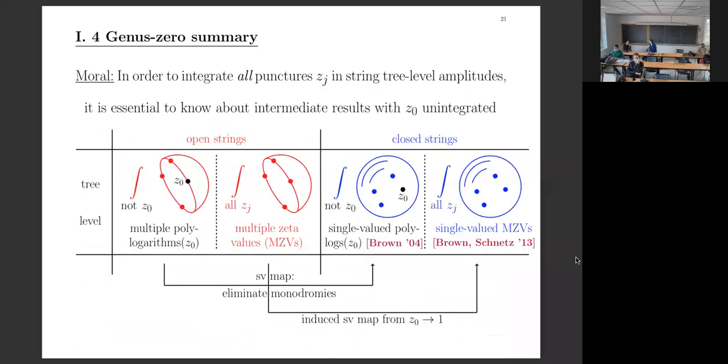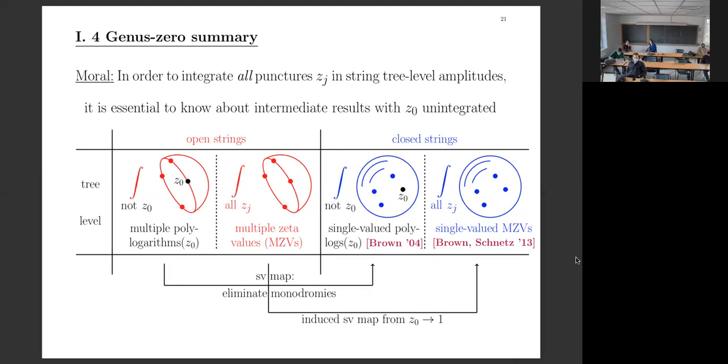Good. So what was the moral of the last slides? I gave you a lightning walk through string tree level, pointed out that as you integrate one puncture after the other, you get polylogarithms, either meromorphic for open strings or single-valued for closed strings. And by killing monodromies, there's an intuitive way of running a single-value map on polylogarithms.